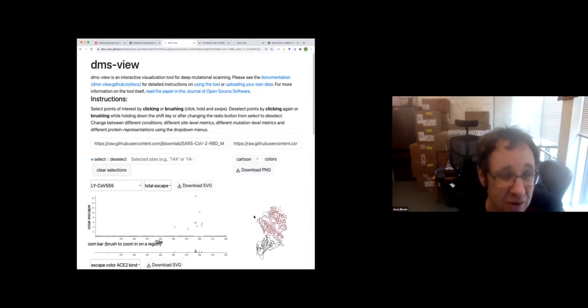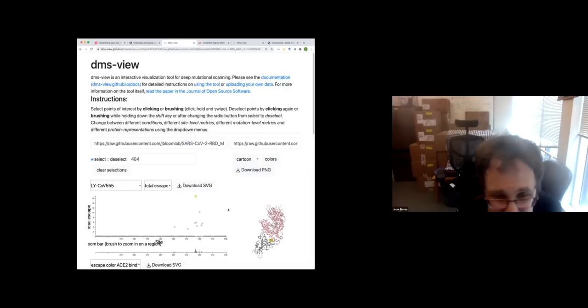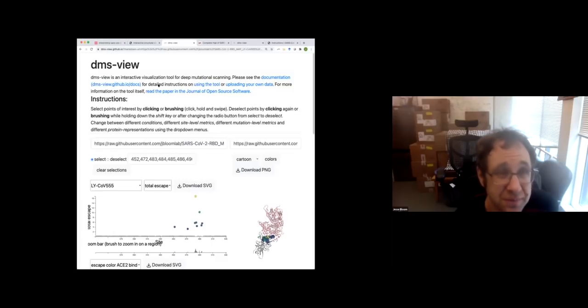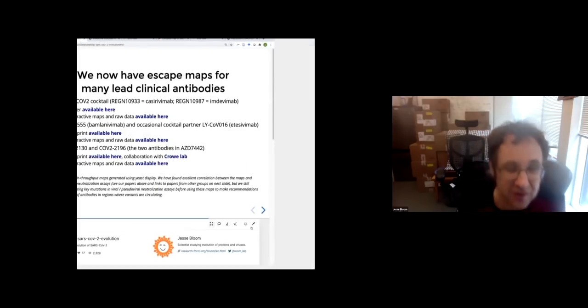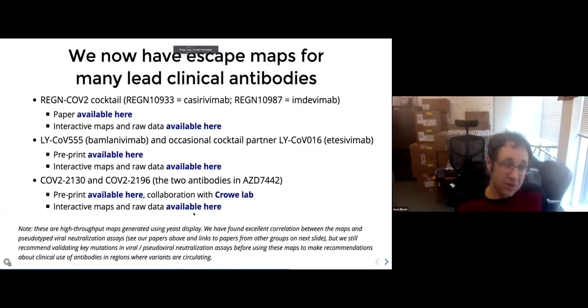So for instance, for this Eli Lilly antibody, which is called bamlanivimab, you can see that the biggest escape mutation is site E484, and the other escape mutations are in similar regions of the tertiary structure. And using this is actually useful because these antibodies are being used for treating people. There's some evidence that they're helpful if they're given early to people with mild disease.